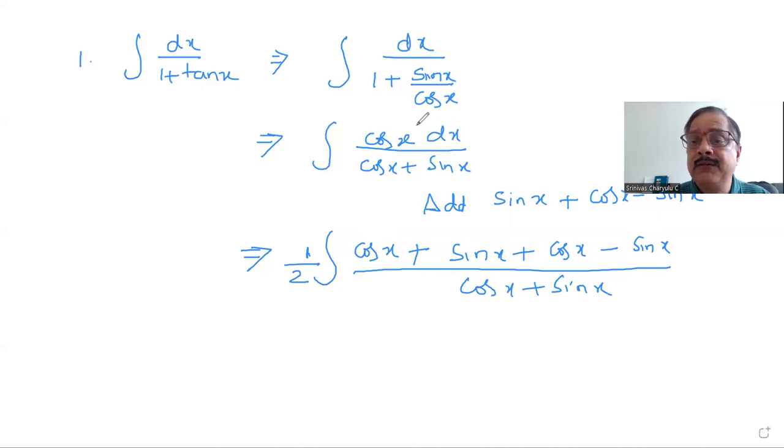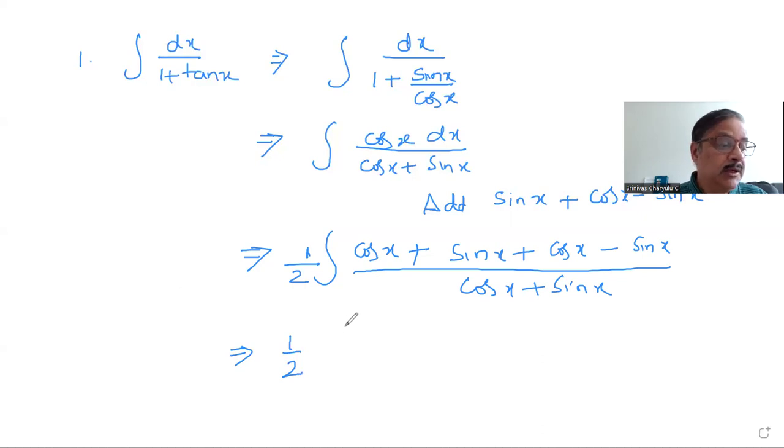We have to first convert tan x to sin x by cos x. Then after finding the denominator's LCM and simplifying, you will get cos x dx divided by cos x plus sin x. To this numerator, you add this so that the substitution work comes into the picture. Now next step, half into cos x plus sin x plus cos x minus sin x. That is what we are having now.